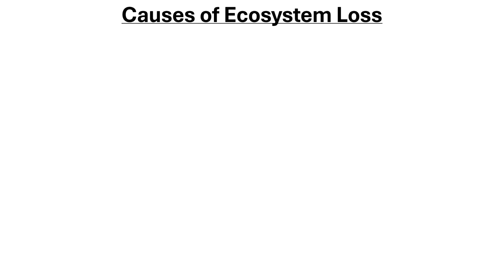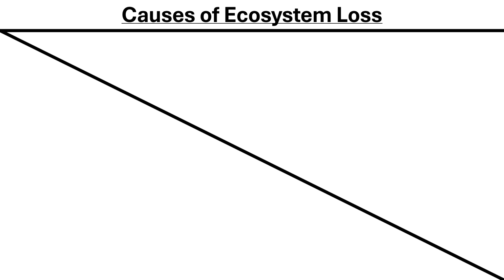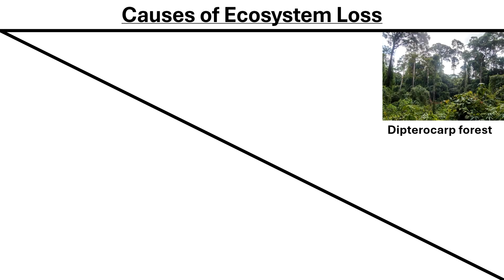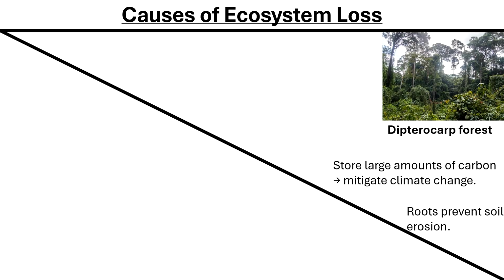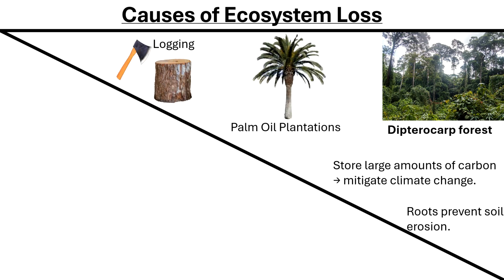Looking at 2 causes of ecosystem loss, we have dipterocarp forest, which are very important because they store large amounts of carbon, which mitigates climate change, and the trees have roots that prevent soil erosion. Problem is there's a lot of logging and palm oil plantations going on, and this increases the loss of this ecosystem.